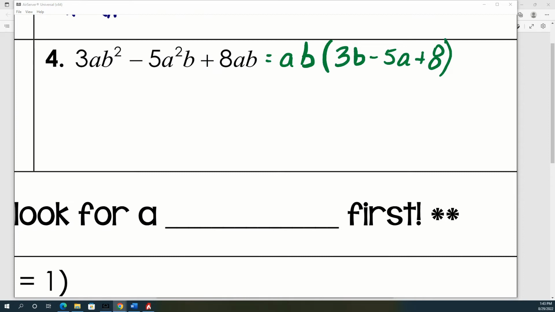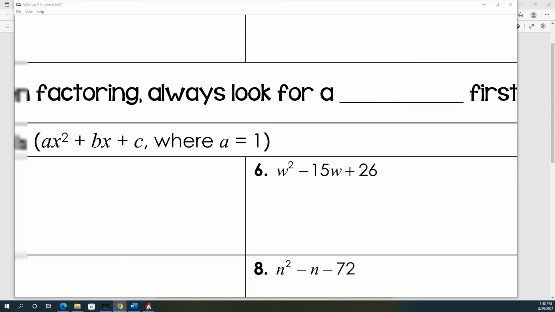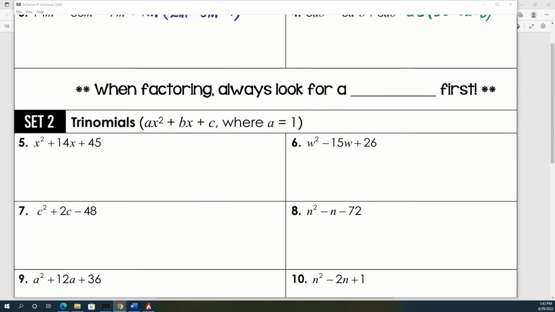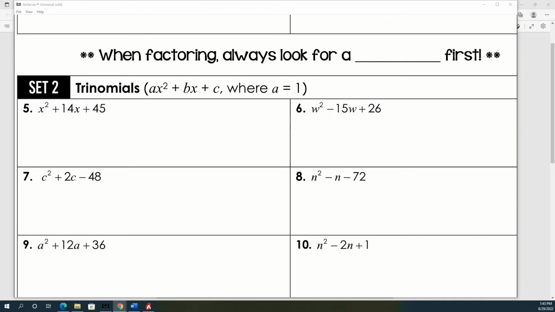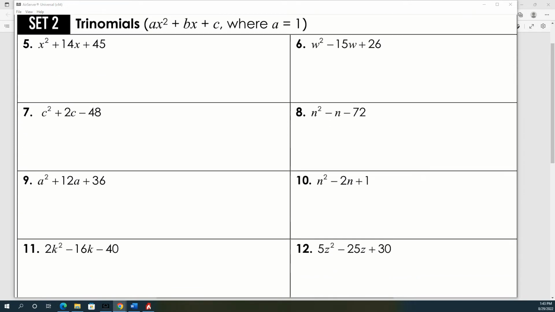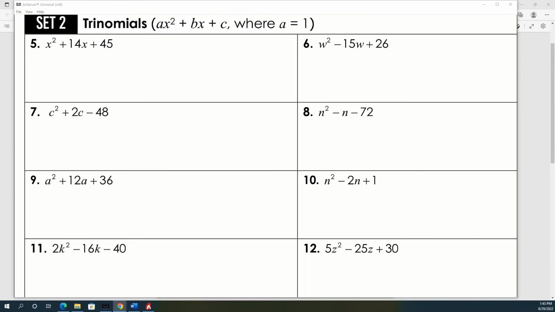All right, and then for this last set of examples, it is factoring like we did in the previous lesson, except we need to check to see if there's a greatest common factor first. So let's just look at these and make that decision now.